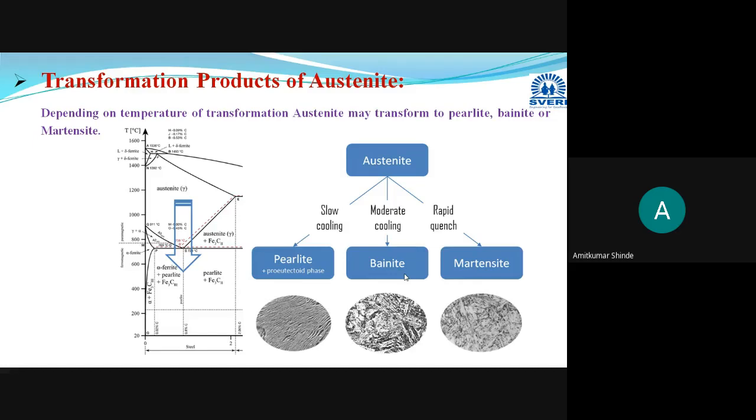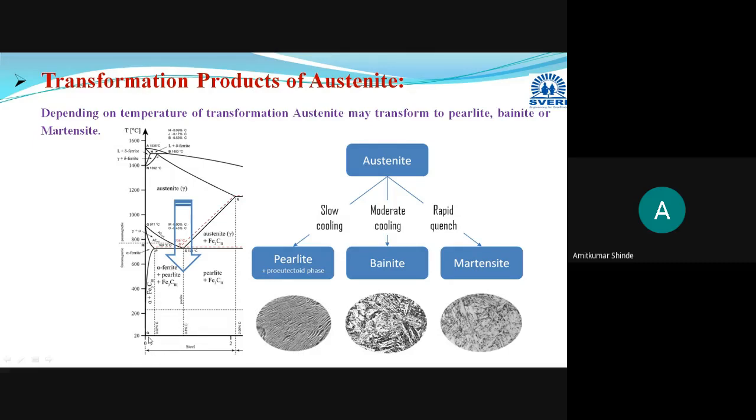Now here we are going to discuss, in your syllabus, heat treatments related to steels only. For understanding each and every heat treatment process, you should understand the transformation products of austenite. For that, you should use the reference of the iron carbide equilibrium diagram. I have taken the half portion, just for steel.